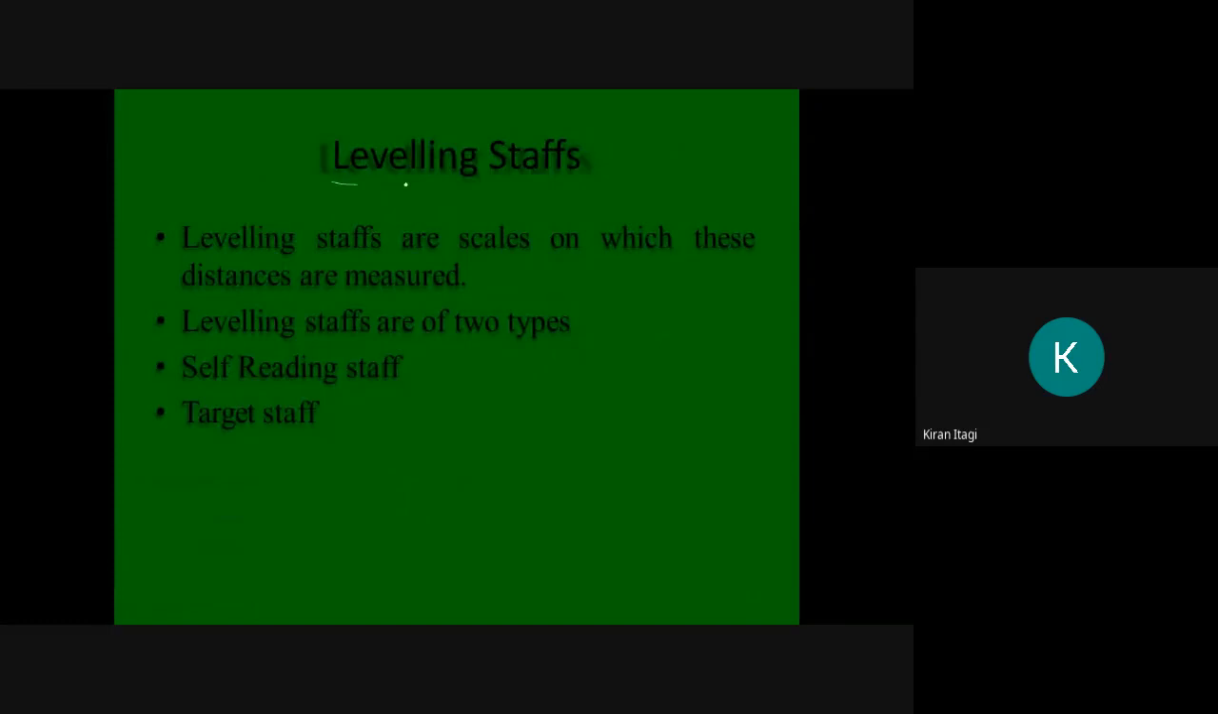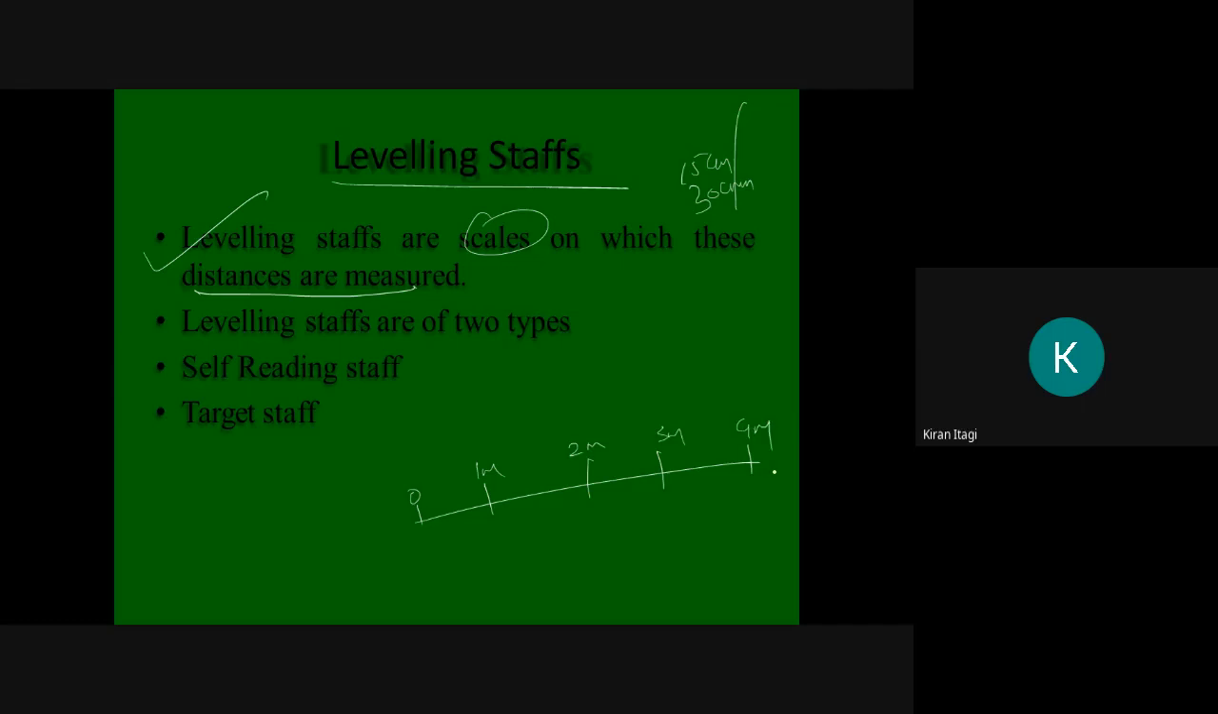Next one is the leveling staff. Leveling staffs are the scales, like a 15 centimeter scale or a 30 centimeter scale, which we use in the field, on which the distances are marked. Means there will be a scaling. This is 0, this is 1 meter, 2 meter, 3 meter, and 4 meter, like this.